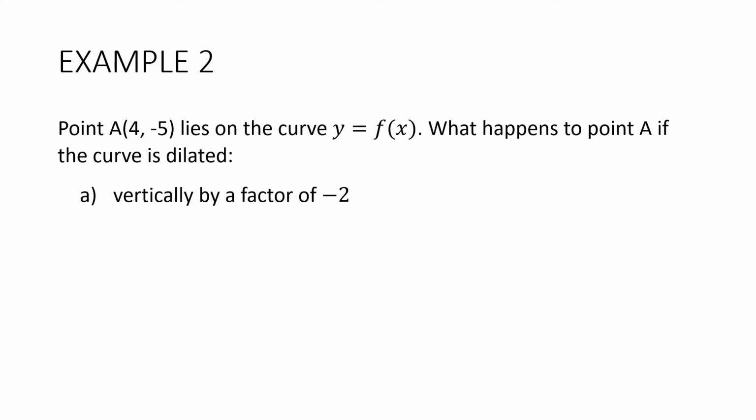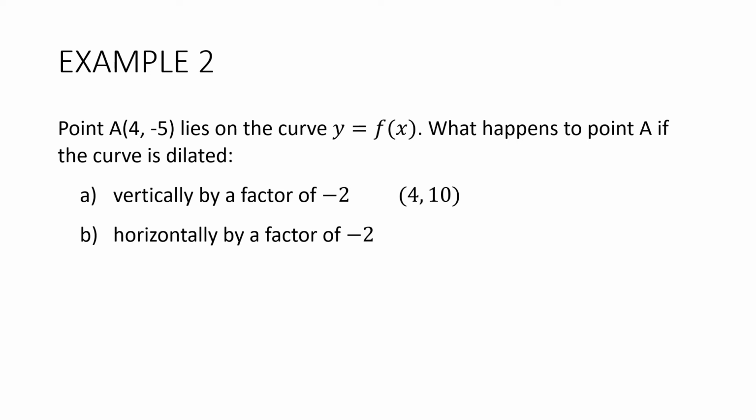And example 2. Point A, which has coordinates 4, -5, lies on the curve y equals f of x. What happens to point A if the curve is dilated vertically by a factor of -2? So remember, vertically is going to affect the y coordinate. And this y coordinate is going to get twice as big, and it's going to be negated. So it'll actually become positive. So point A is going to become 4, 10. Make sure that makes sense to you.